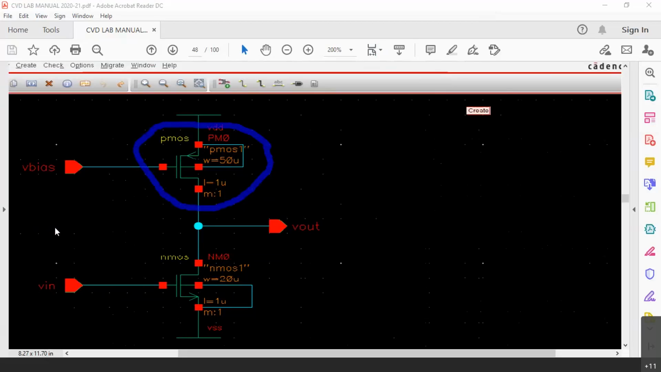Okay, let me tell you the answer. You are seeing VSS instead of ground. In the circuit which I wrote earlier, the source was connected to ground. Here the source is connected to VSS. Now can anybody tell me what is the difference between VSS and ground?